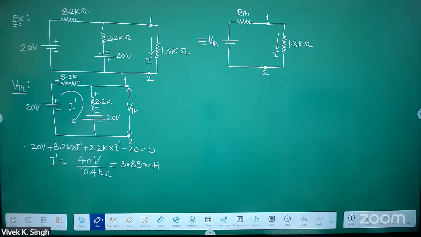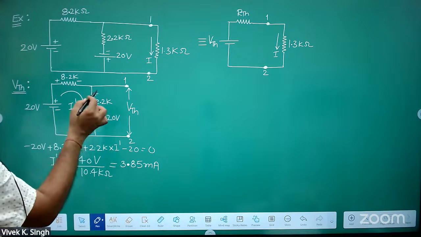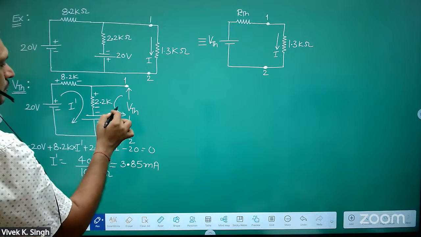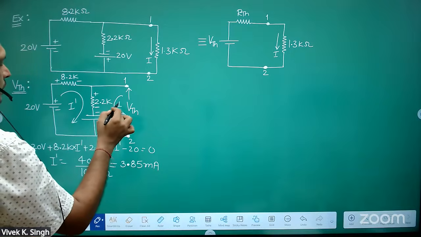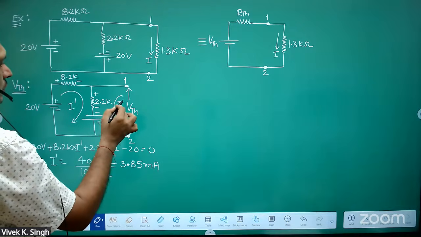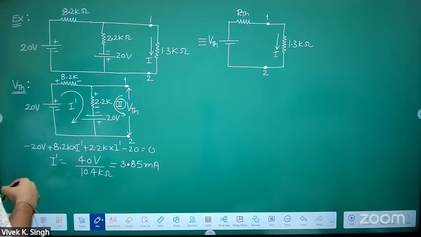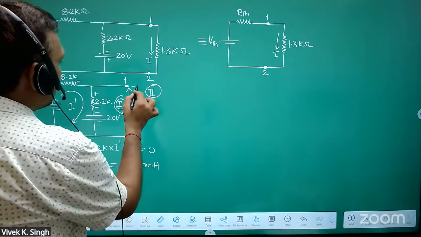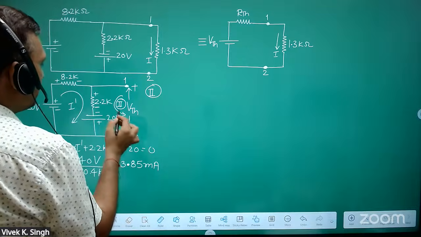Now you have to find VTH, if you know I dash. Now let's apply KVL in this loop. Call this loop 2. So in loop 2, if you apply KVL, I'm taking this polarity to be plus minus. So start with here.